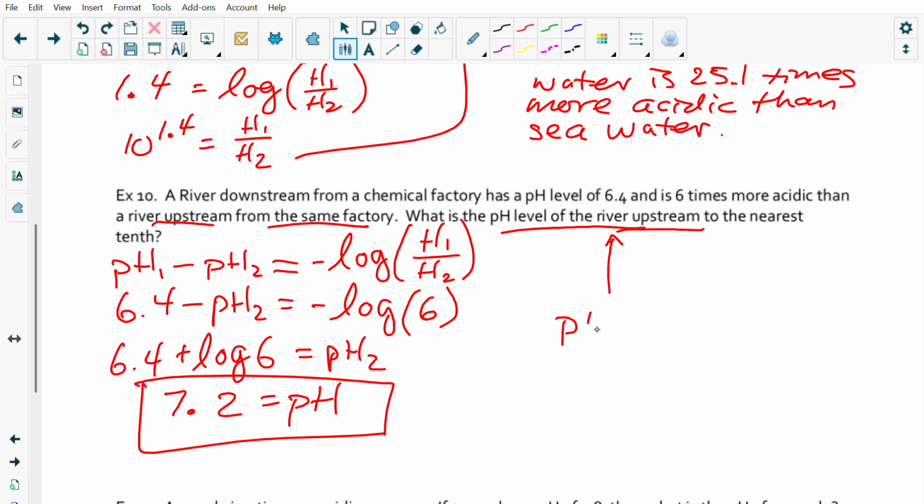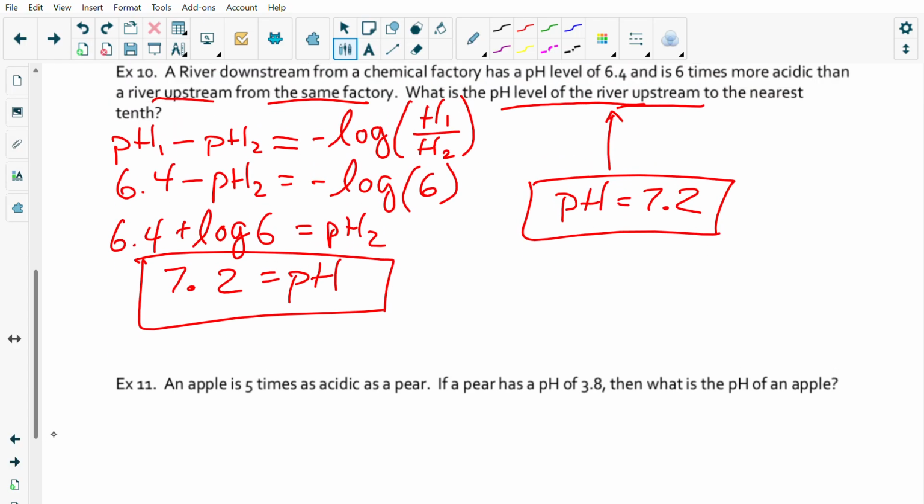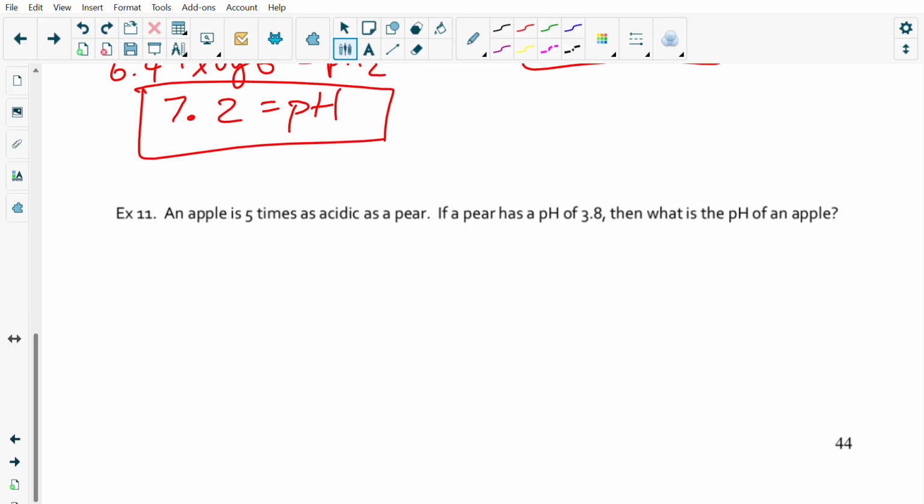So interestingly, upstream it's less acidic, and then when you go downstream it's more acidic, so something's being dumped into the river, right? Yikes. Not gonna live near that river. All right, example 11. An apple is 5 times as acidic as a pear. If a pear has a pH of 3.8, then what is the pH of an apple?